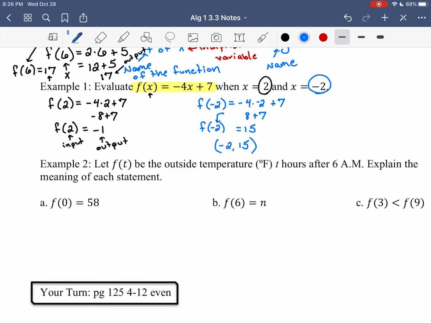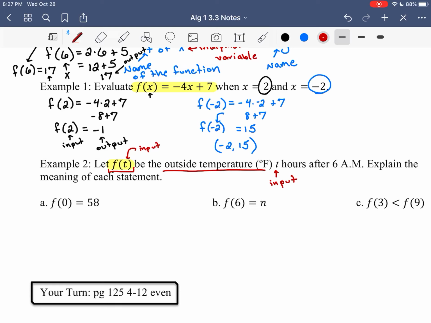All right, so let's do some function notation and see if we can make some sense out of it. Here they say let f of t, the name of my function, with t being my input, my independent variable, be the outside temperature in degrees Fahrenheit. So f of t, this whole thing, is the outside temp. T, my input, is the number of hours after 6 a.m. Explain the meaning of each statement.